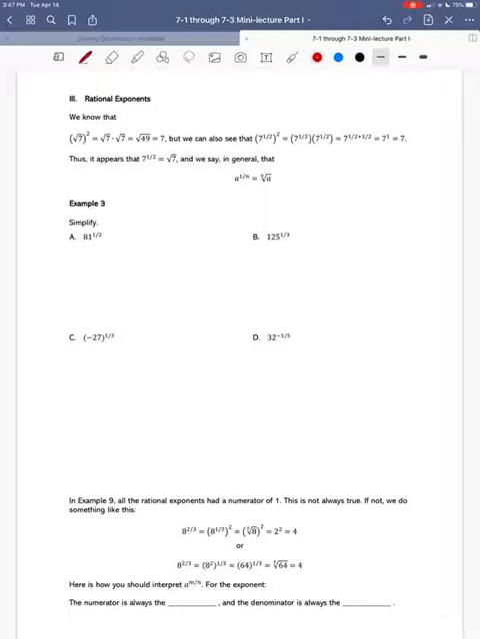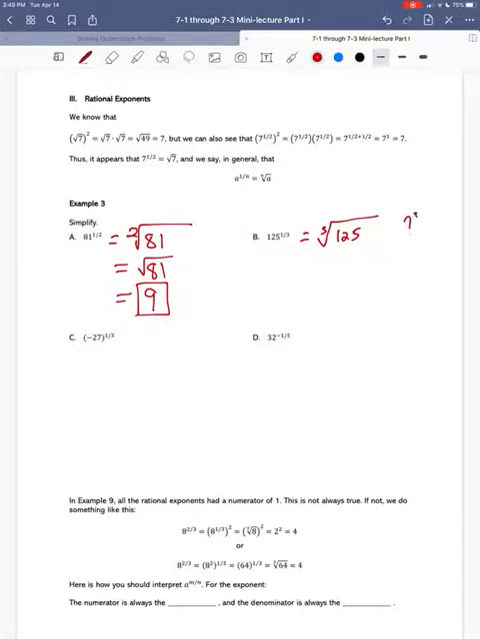So down here, 81 to the 1/2 power, that would be a radical with an index of 2. Now we normally don't write that index down. We would just say the square root of 81, which would be 9. Whereas in part B here, that would be the cube root of 125. So I think what to the 3rd power is 125, and that would be 5 times 5 times 5.